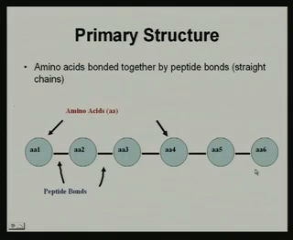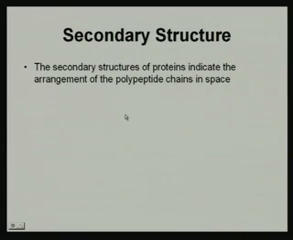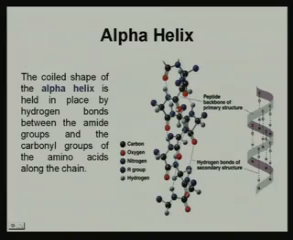Now, coming to this primary structure, I have already discussed this primary structure. It is the simple peptide bond which has a very straight chain. When coming to the secondary structure, the secondary structure of protein indicates the arrangement of the peptide chain in space. Now see, here this is the peptide chain, and here it tries to be a coil like structure.